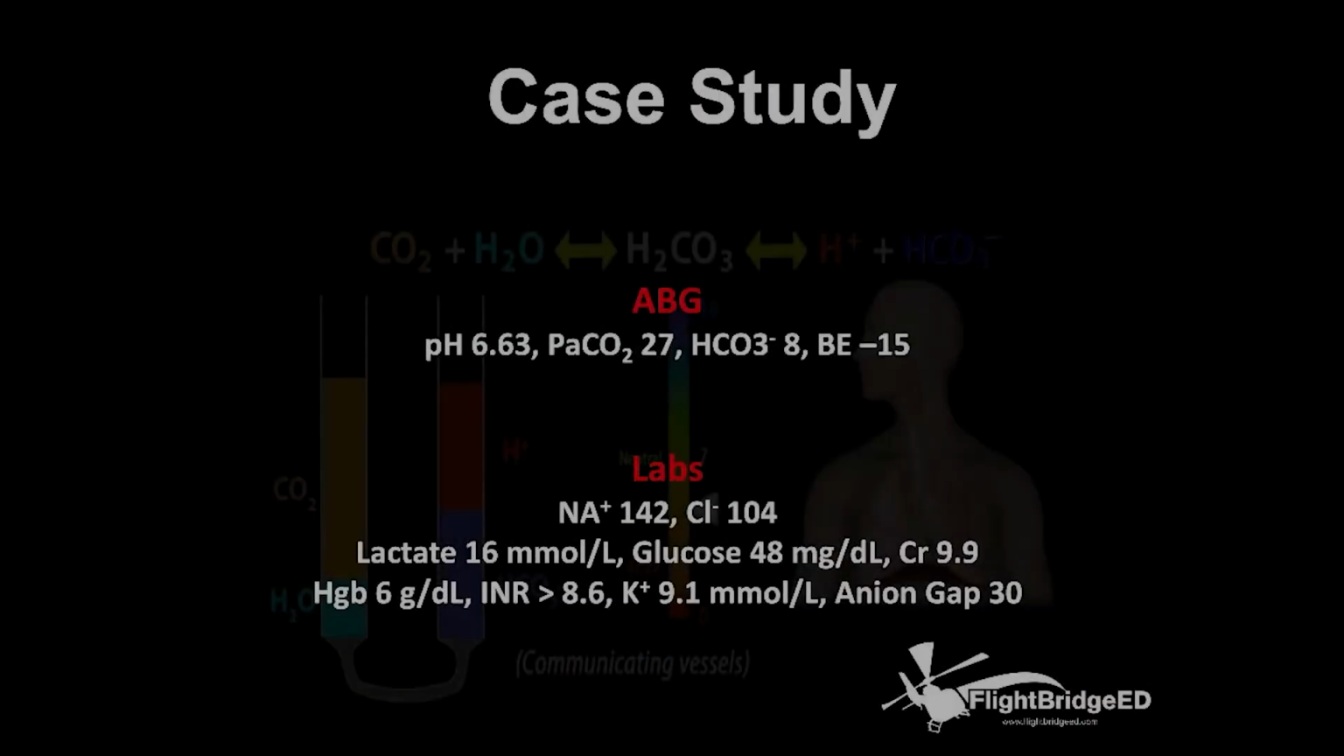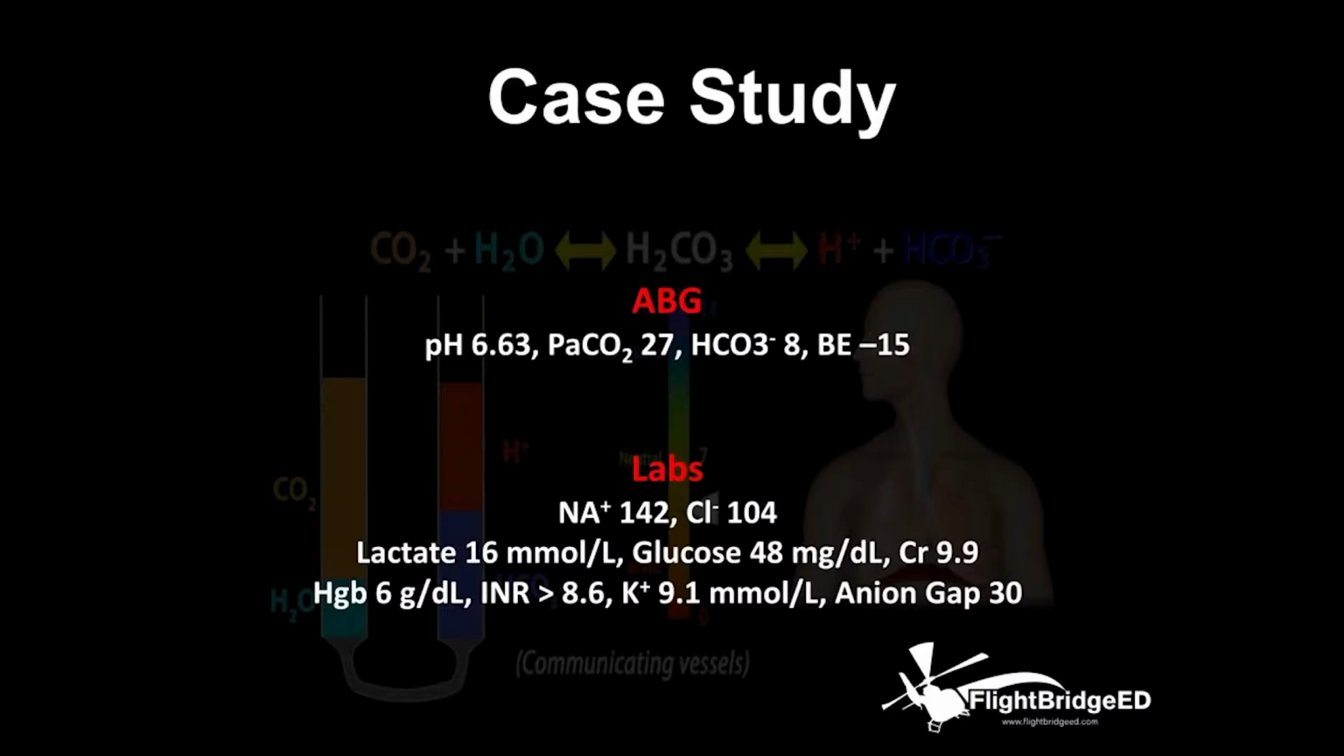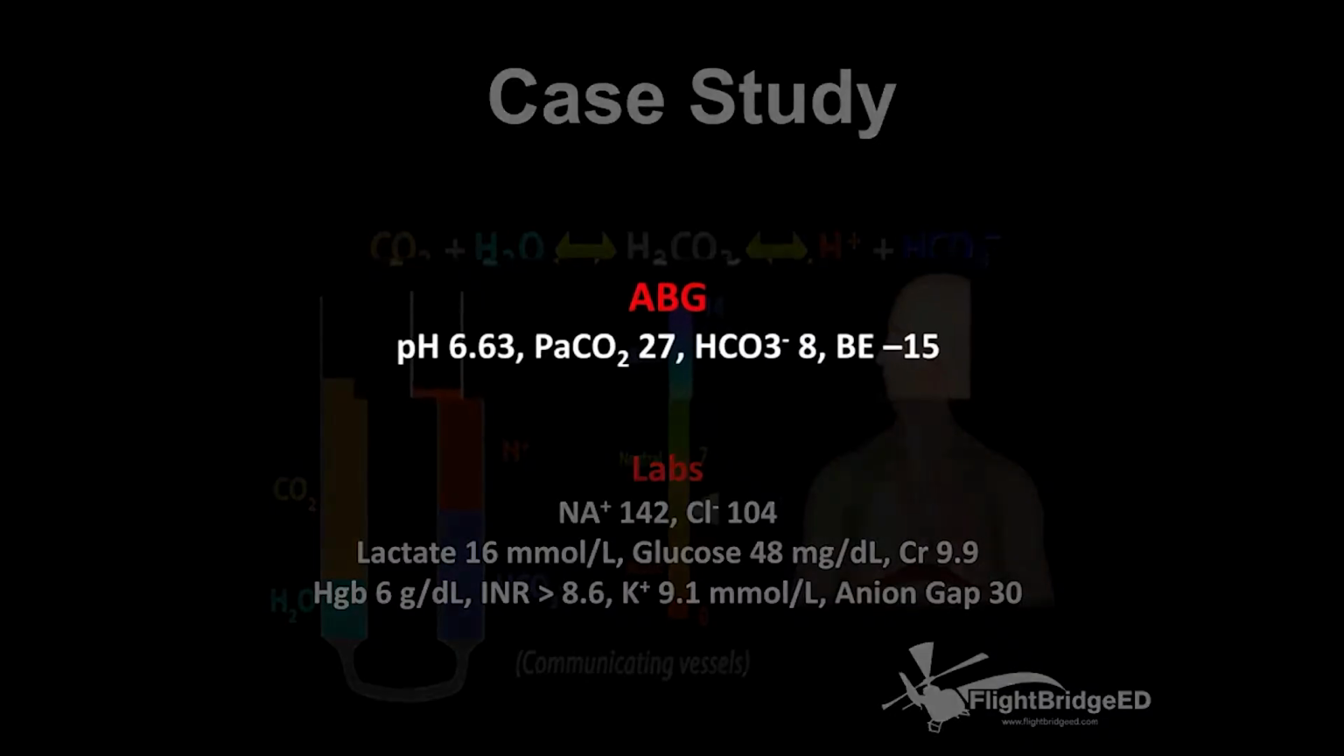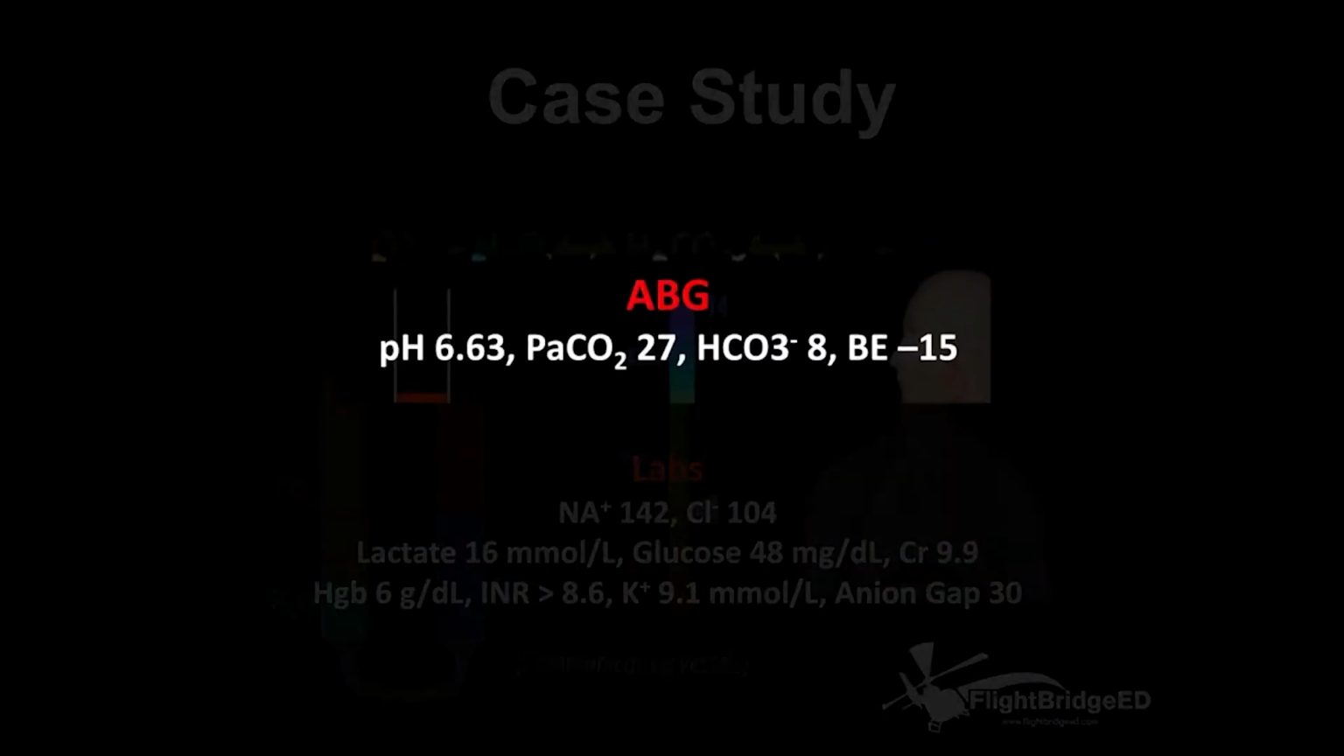Once the ED team starts working this patient up, they do get an ABG. The ABG, as you can see, is significant: pH of 6.63, a PaCO2 of 27, bicarb of 8, and a base excess of negative 15.